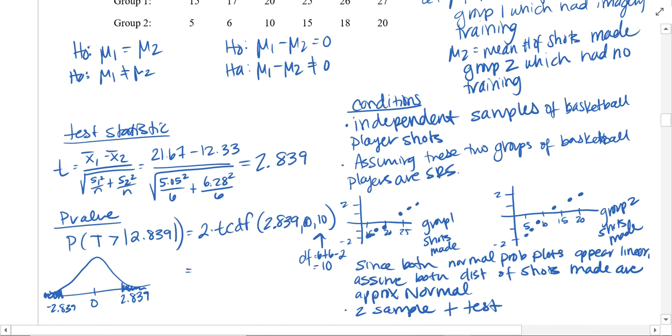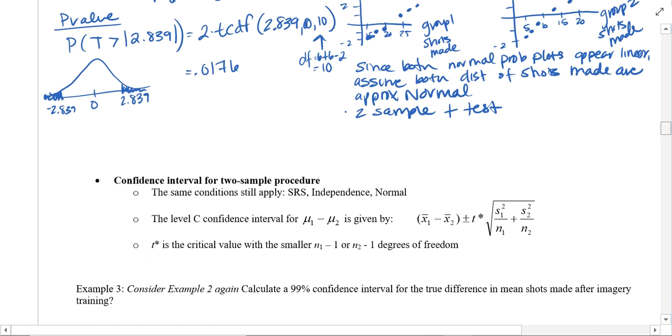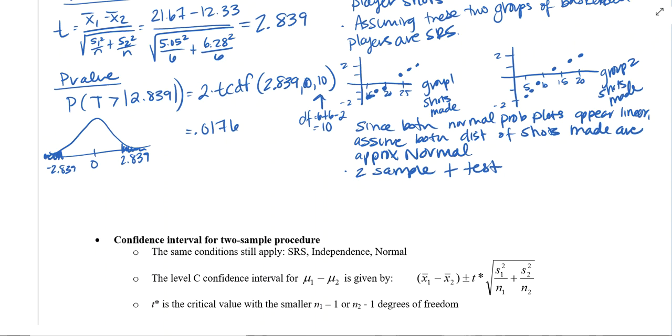So calculate your test statistic. Don't forget to multiply it by 2. And so we should have 0.0176 or something close to that, depending on how many decimal places you use. If you use slightly less decimal places, oops, sorry. Okay, so for this one, our alpha level is 0.05. So our p-value is smaller than alpha, so we're going to reject.